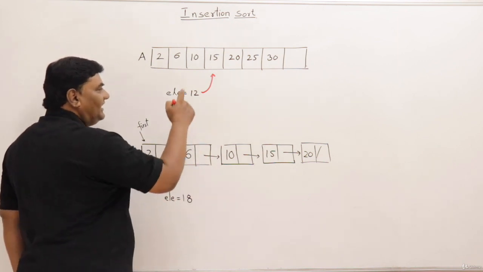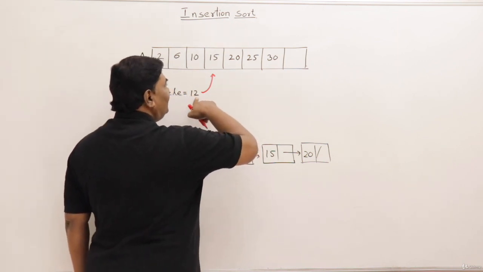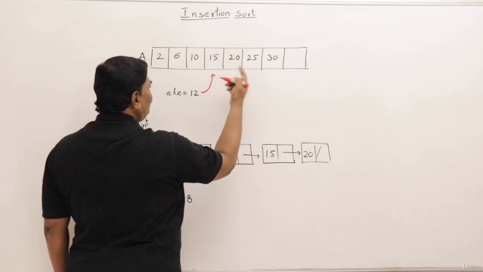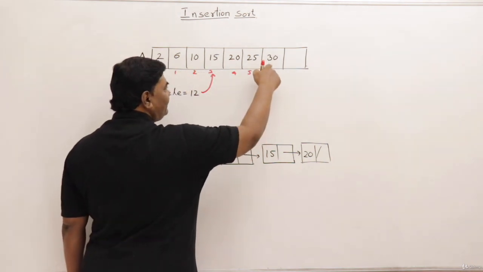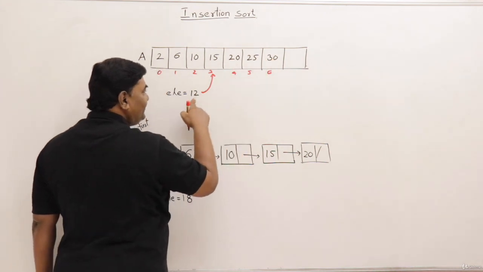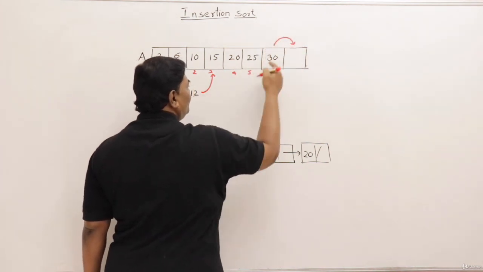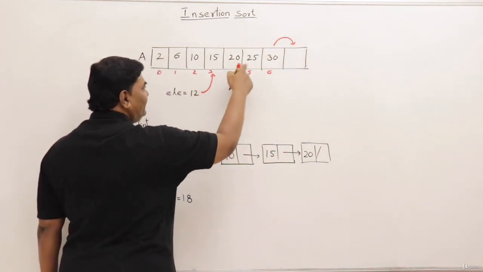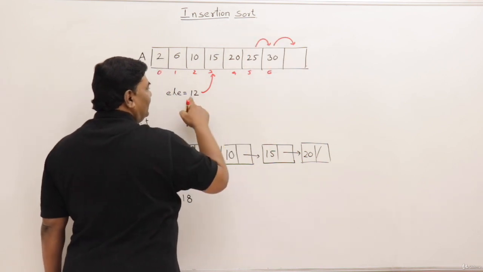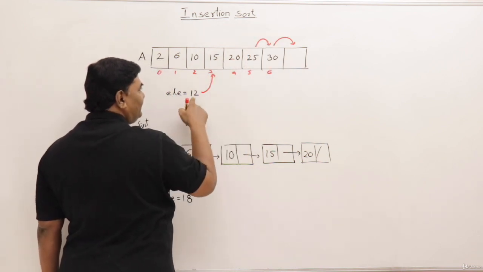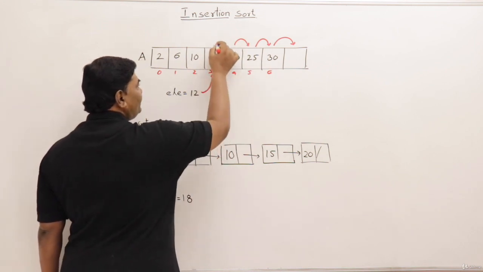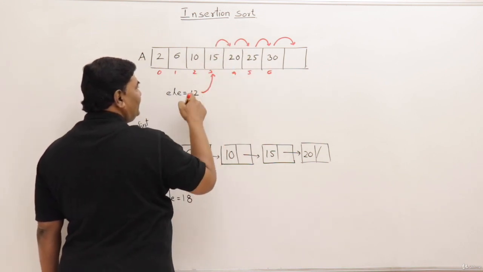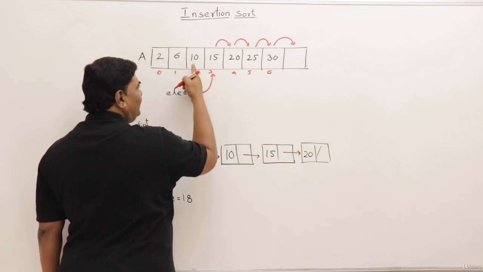Let us start. I want to insert 12. The last element is at this index. I don't have indices, okay, I will write down indices. The last element is at index 6. Is it greater than 12? Yes, shift it. Move to the next element. 25 is greater than 12, shift it. Next element, 20 is greater than 12, shift it. Next element, 15 is greater than 12, shift it. Then 10 is not greater than 12.